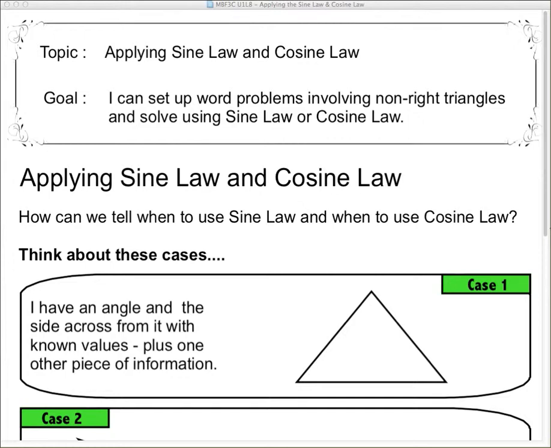Applying sine law and cosine law. We're going to get down to it today because this one might actually go a little long. I've got 3 examples to do, plus just talking cases about what do we use, sine law or cosine law, when it comes up in an application.